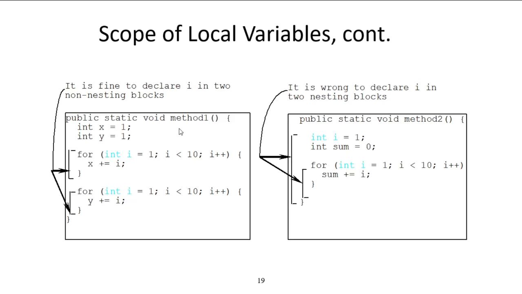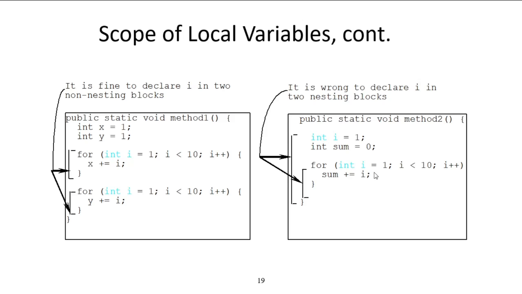On the left side of the slide, you see an example where we have two different for loops. You can see that the same integer i is defined in both of the loops, and this is okay. It is perfectly fine to declare i in two non-nesting blocks. They will be treated as two different variables.